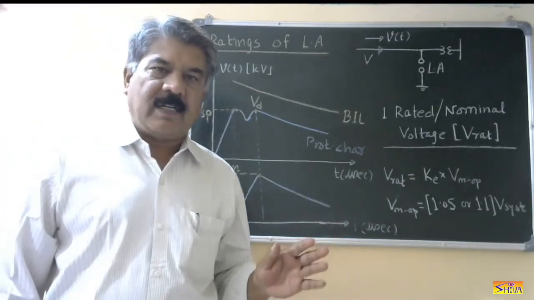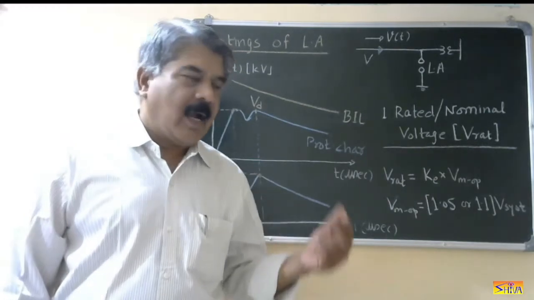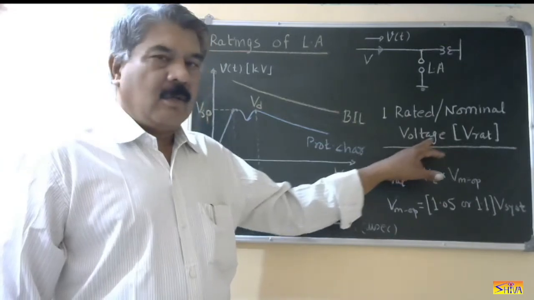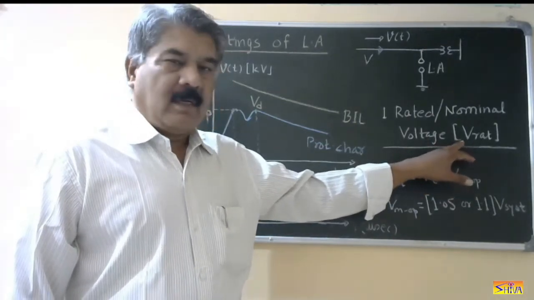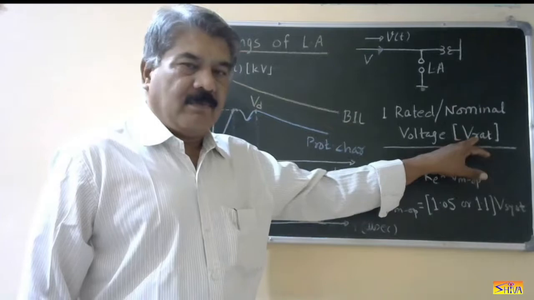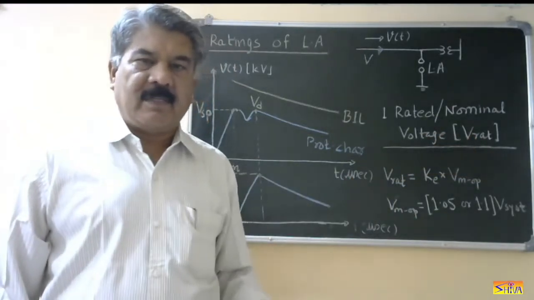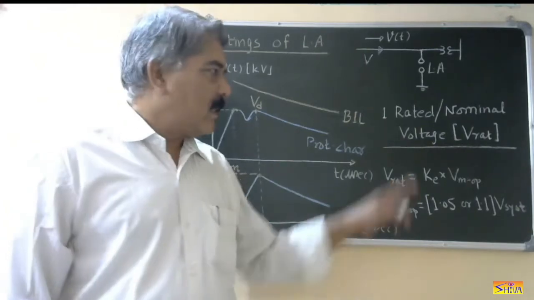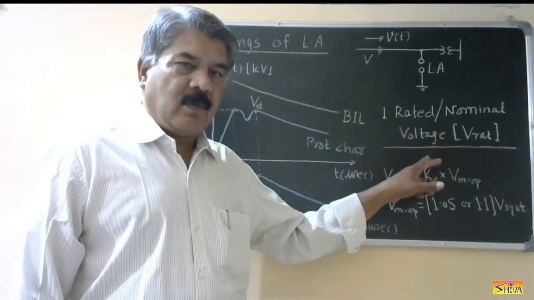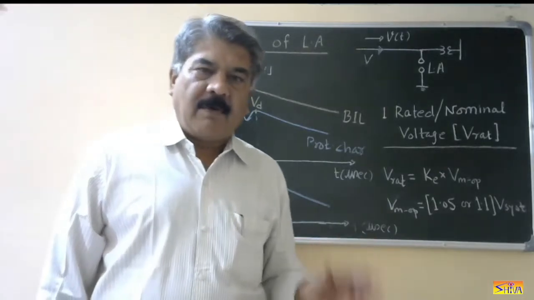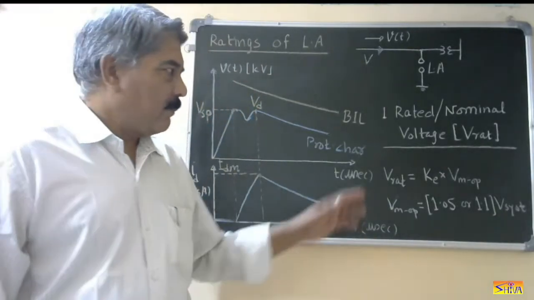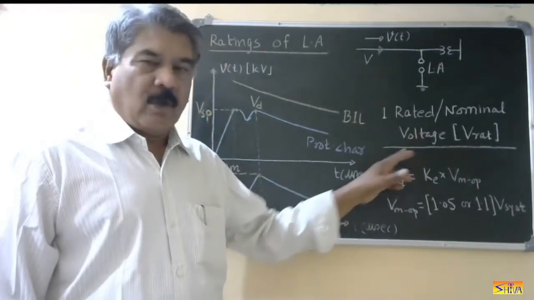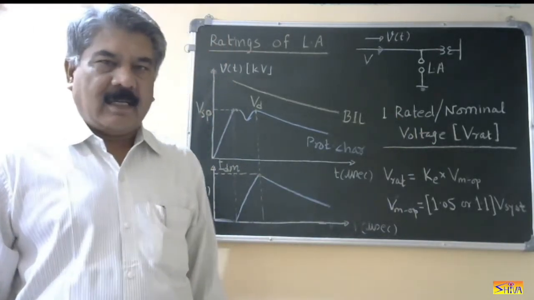Along with these four ratings, there are two more ratings. The first one is called the rated or nominal voltage, which we denote by V rated, and the second is the power frequency spark over voltage. Today I will discuss these two ratings, that is the rated or nominal voltage and the power frequency spark over voltage. Now let us see the definition of the rated or nominal voltage of the lightning arrestor.